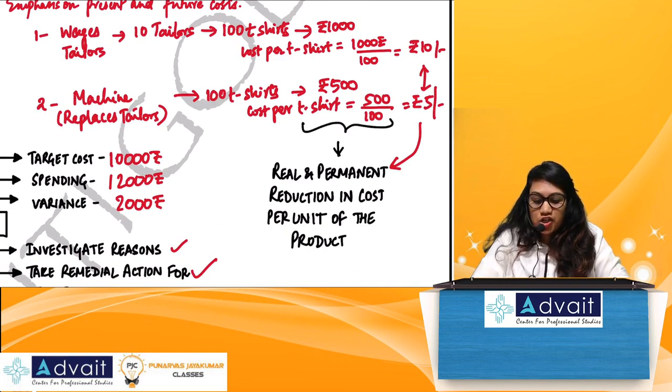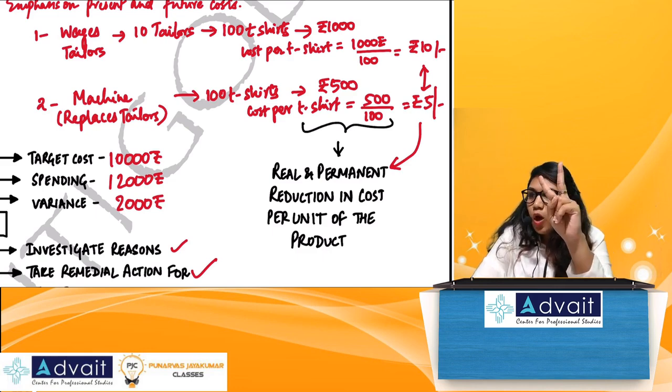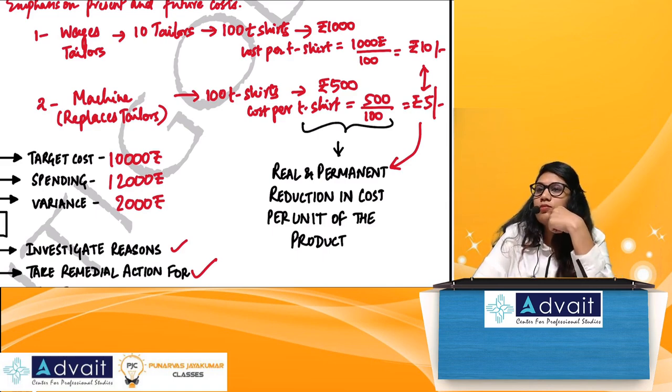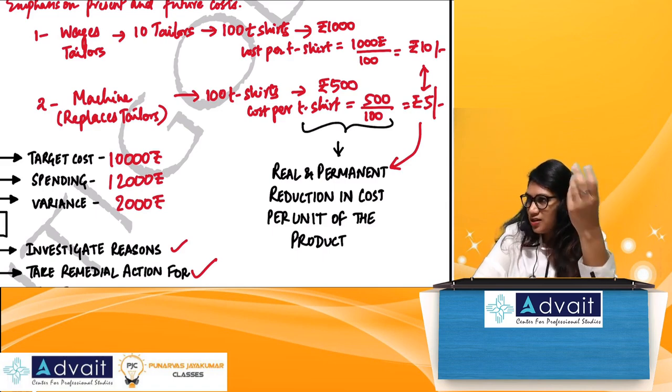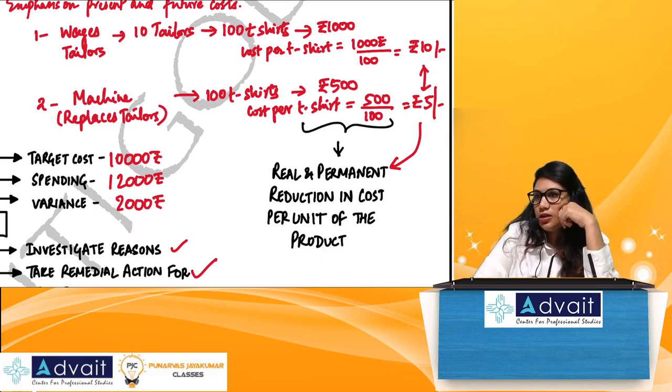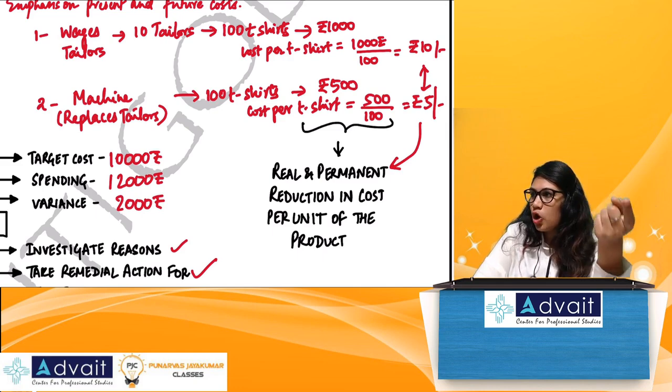So cost reduction, I told you, happens in two ways. One was long-term impact of cost control. Correct? The other one was change in methodology or technology or re-engineering process. Which example is this for? Obviously the re-engineering, where I have re-engineered my process. I have replaced my tailors by a machine. So change in the method of production. That is how I have achieved cost reduction.